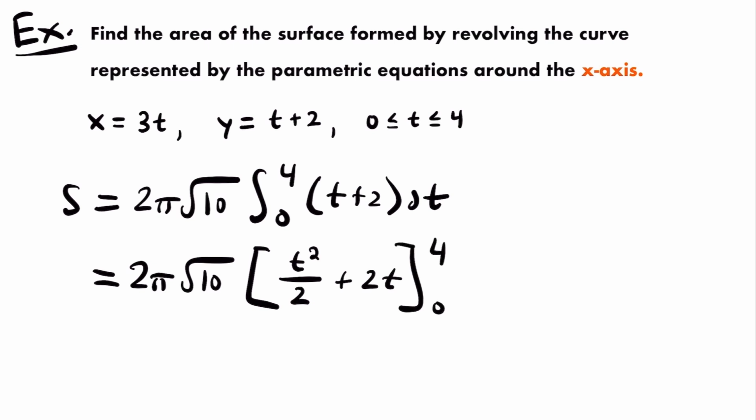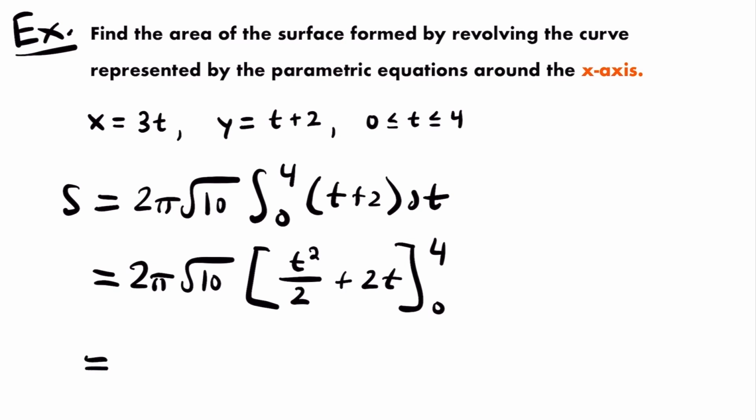And now what we have to do to calculate our area is evaluate this expression at 4 and subtract the evaluation at 0. But notice that when you plug 0 into each of these terms, it's just going to be 0, right? 0 squared is 0, divided by 2 is still 0. And then you're adding that to 2 times 0, which is also 0. So we have 0 plus 0. So we're really just going to be subtracting 0 when we evaluate this at 0. All right, so just keep that in mind.